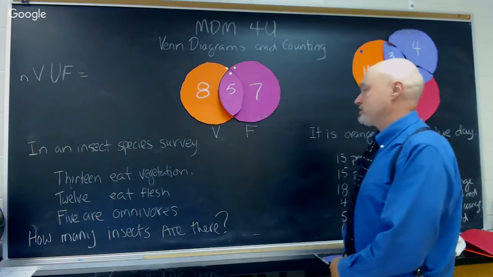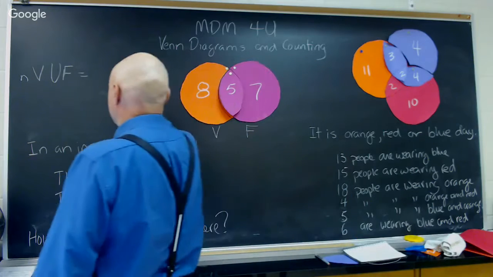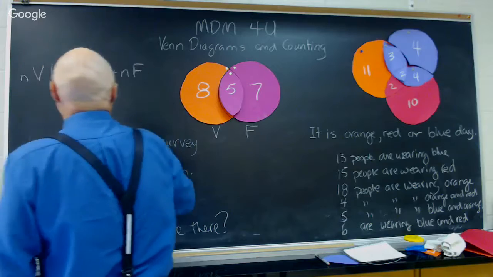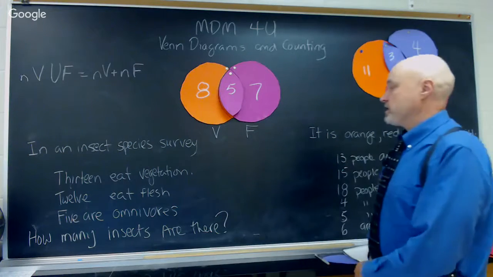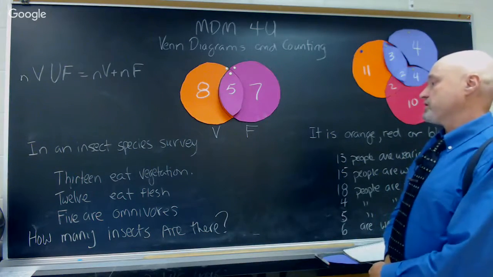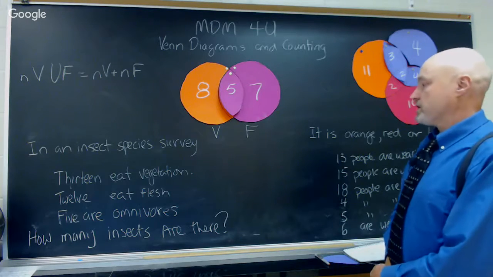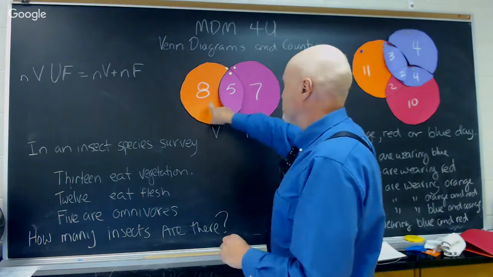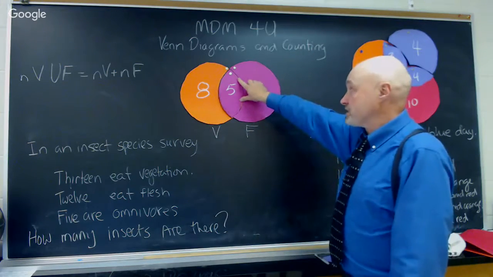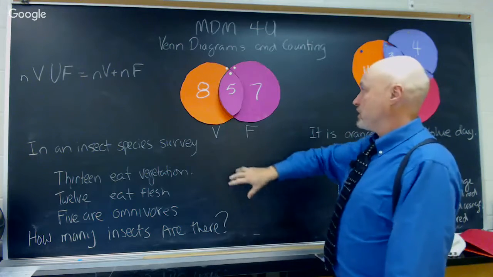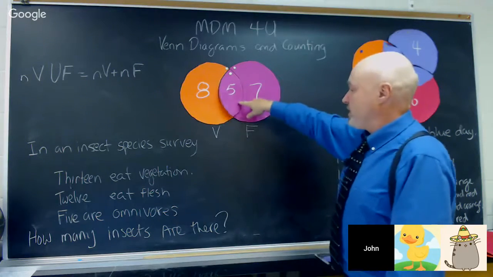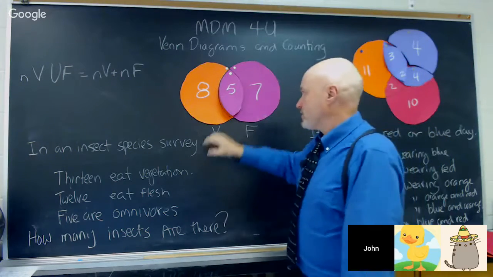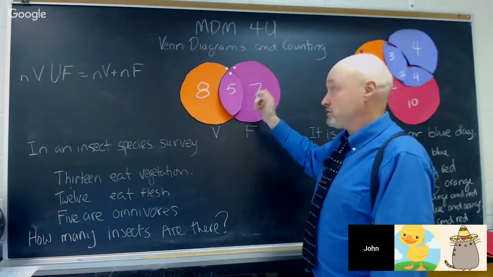Okay, well, that's easy. Let's just add the number that eat vegetation and the number that eat flesh. And in this case, if we did that, we would actually have a problem. That's because we're counting what's known as the intersection set. We're actually counting it twice. So we're adding 13 and 12 together, so these 5 that are omnivores that fall into both sets are being counted twice.